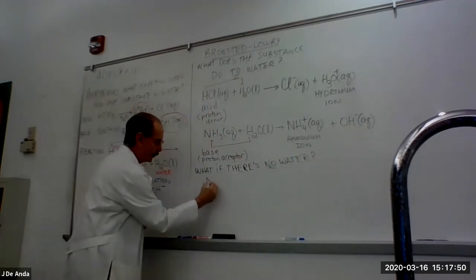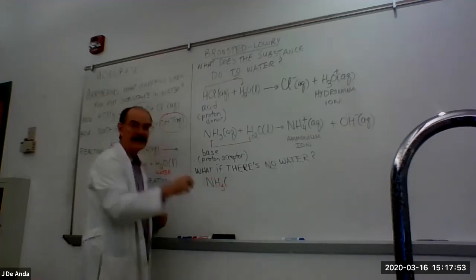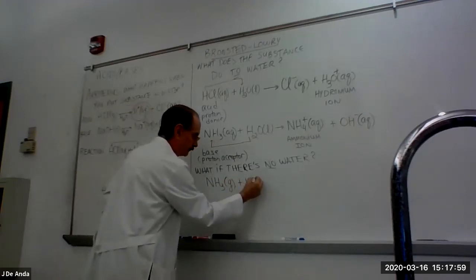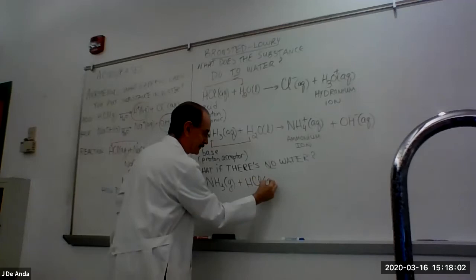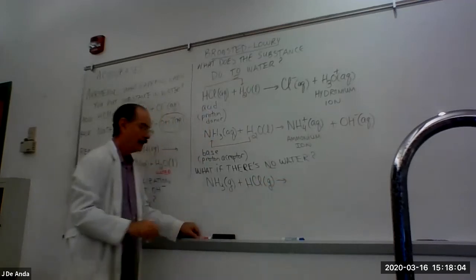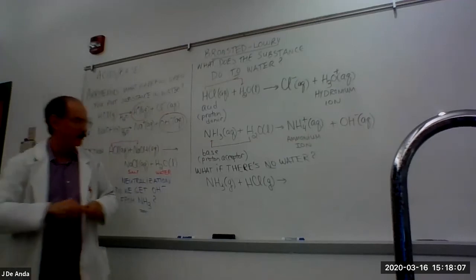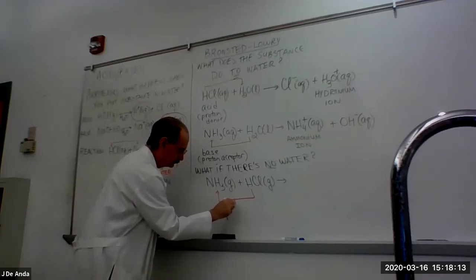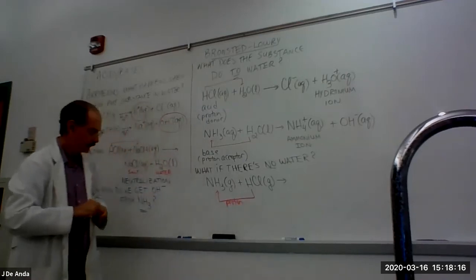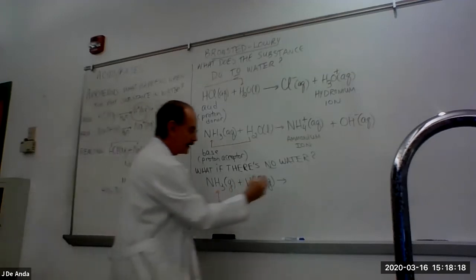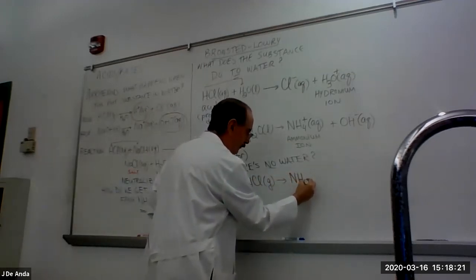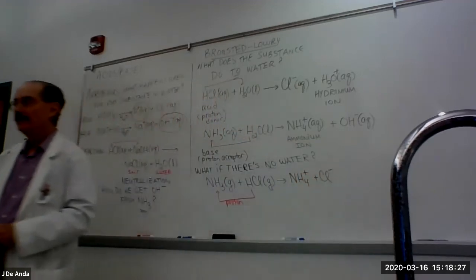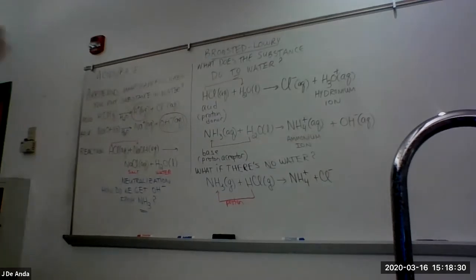So I'm going to take now ammonia in its natural form as a gas and HCl in its natural form as a gas. Remember, the acid is going to donate a proton to the base, and what you get is NH4 and chloride ions. But there's no water for these guys to get dissolved.